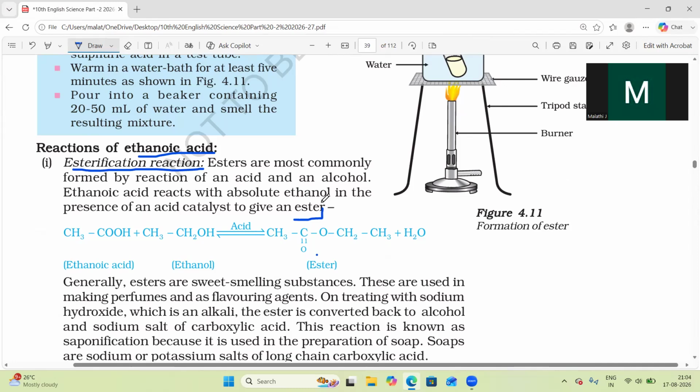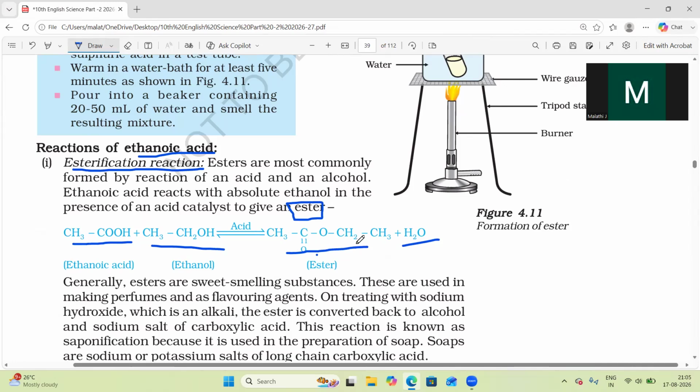So the formation of ester we will call esterification. So esterification, how do we get the ester? If you take ethanoic acid and ethanol, which we studied above, and when an acid and a base react, what do we get? Salt and water. Here also we get the same kind of thing. So when ethanoic acid reacts with ethanol, we will get ester and H2O.